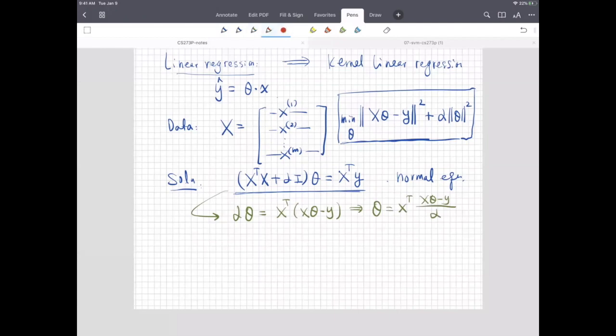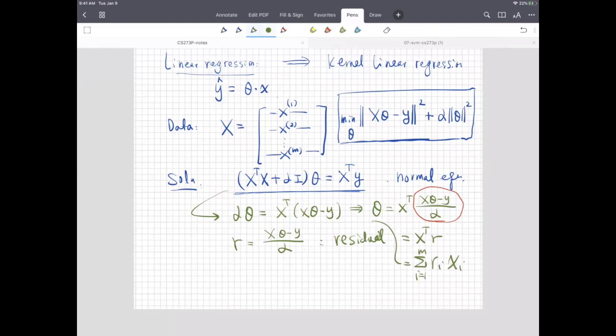Let's define this to be a new quantity called my residual. Suppose I define my residual r to be x theta minus y divided by the constant alpha. This is a residual because it is simply the difference between the prediction and the target values. X theta is the prediction and y is the target value. So theta is simply x transpose times the residuals. More specifically, you can rewrite it as a summation of all the residuals, i from 1 to m, alpha sub i times x sub i.